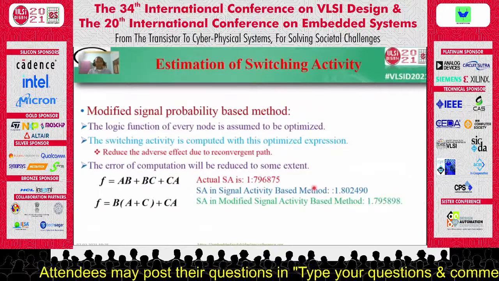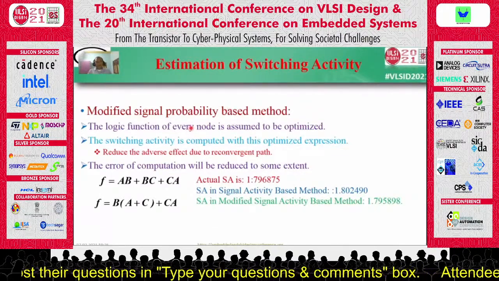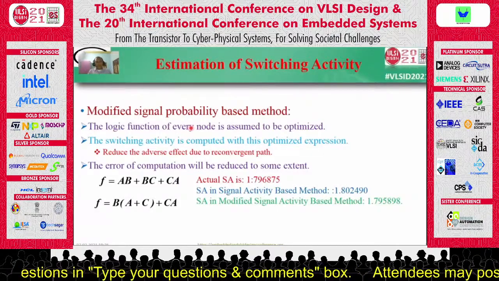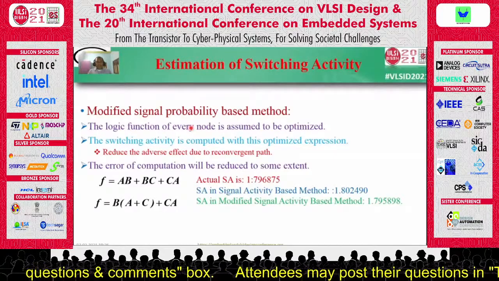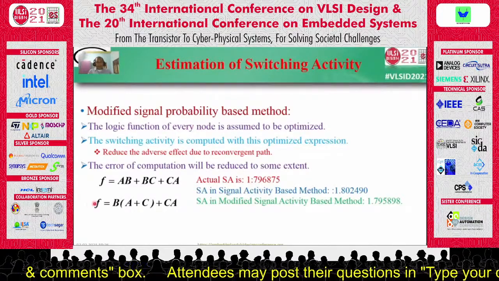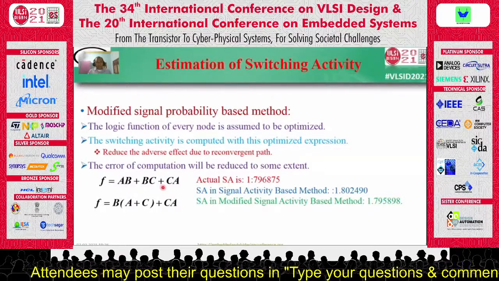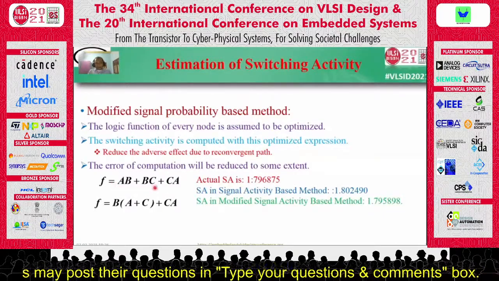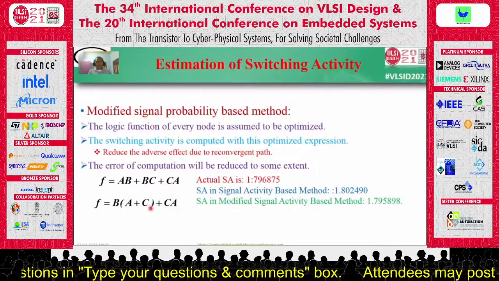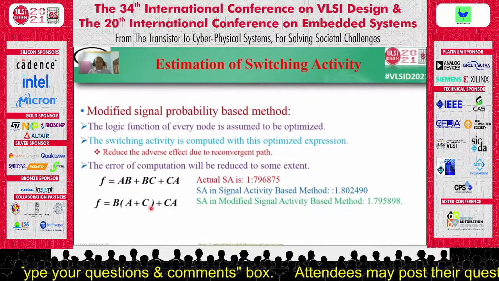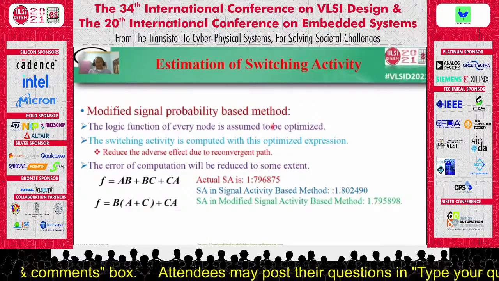Now in our paper, we modify the signal probability based method. In this method, we optimize the logic expression at each and every node. Say for example, if we consider the expression AB plus BC plus CA, though it is implemented in this format, when we compute the switching activity, we will consider the optimized expression, and due to this optimization, the adverse effect of the reconvergent path will be reduced.